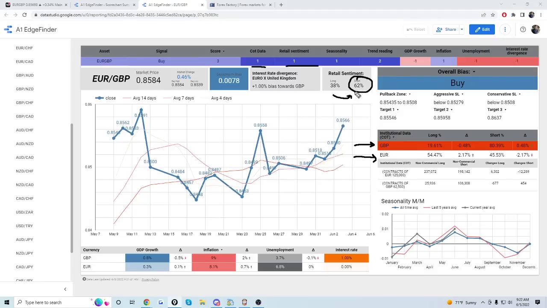So that's a bullish signal because we know that the crowd tends to lose money. Seasonality, month of June. Look at this, you guys. The month of June is very strong for Euro Pound. So we should not ignore that. That's an interesting one to watch out for. Trend reading, we have a strong upward trend. That's pretty obvious. GDP growth and unemployment and interest rate divergence favor the pound a bit, whereas inflation numbers, lower inflation in the European area compared to that 9% for the UK.